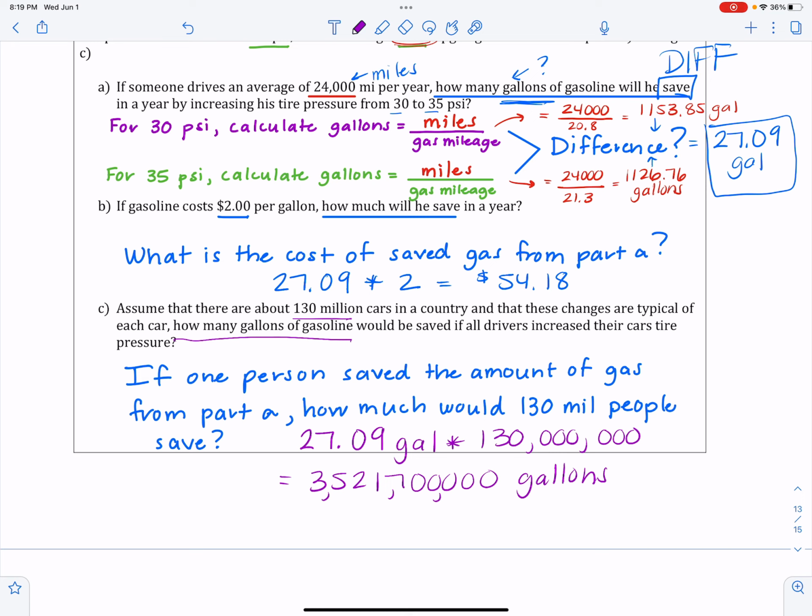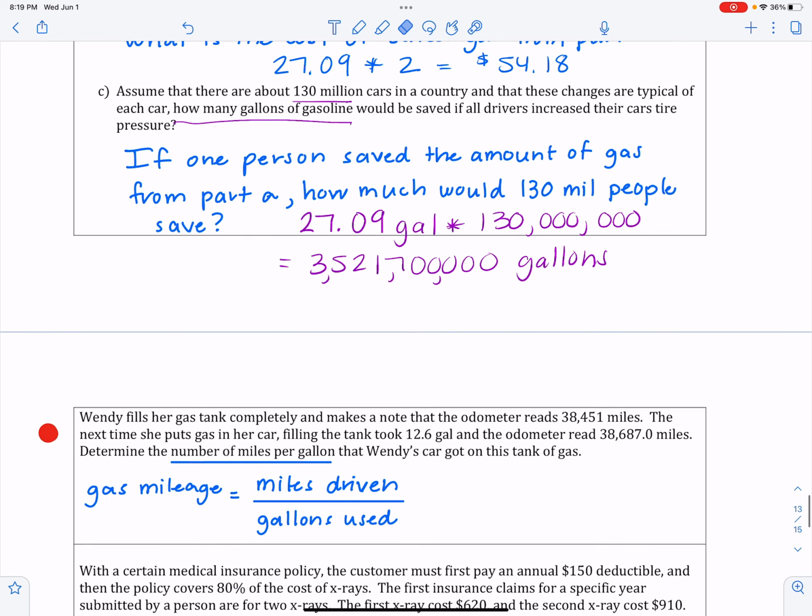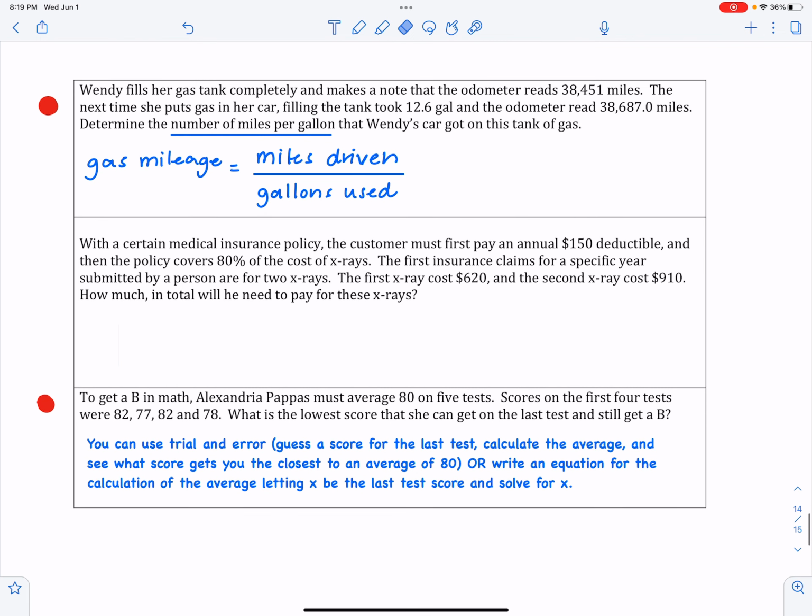So again, just be careful about your wording, right? Watch what the question is asking you to make sure that you pull the correct information. And then make sure you answer the question when you get to the end. Okay, so again, anytime a question is talking about gas mileage, it is the number of miles divided by the gallons used, or you can rearrange it, which would be the gallons used is the miles divided by the gas mileage, all depending on what it is you need to look at.